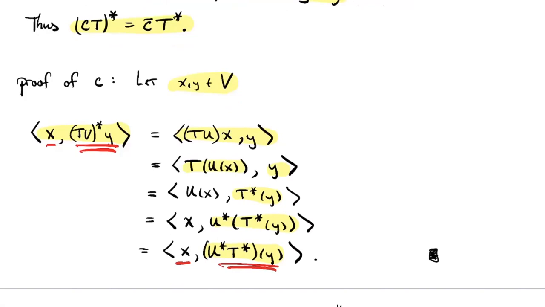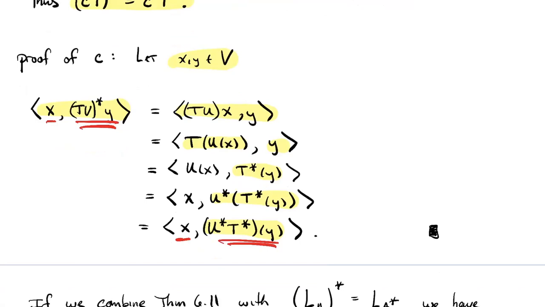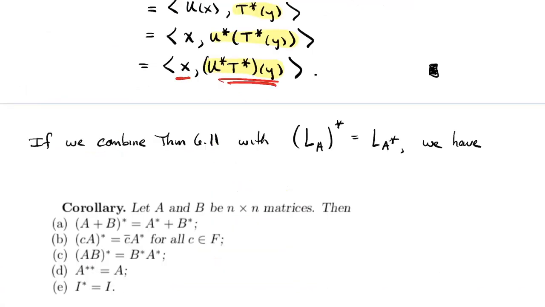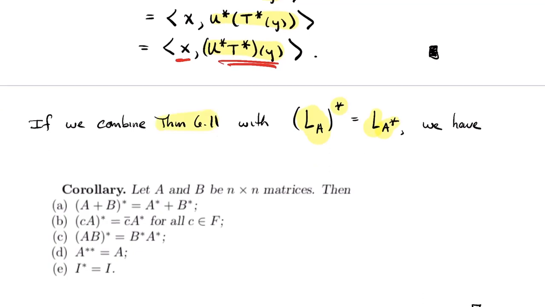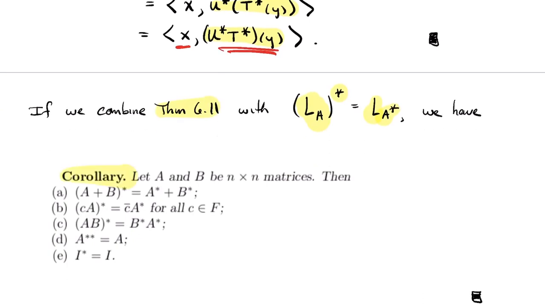So I'm going to leave the details to you, but if you combine that theorem with the theorem about the fact that the adjoint of the linear operator left multiplication by A is left multiplication by the adjoint matrix of A, and you combine that with theorem 6.11 that we just proved a couple of parts of, you'll get the following corollary for matrices. All right.